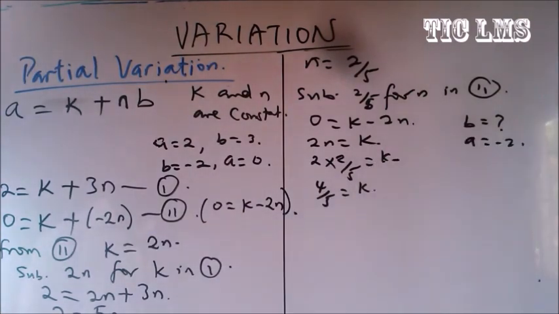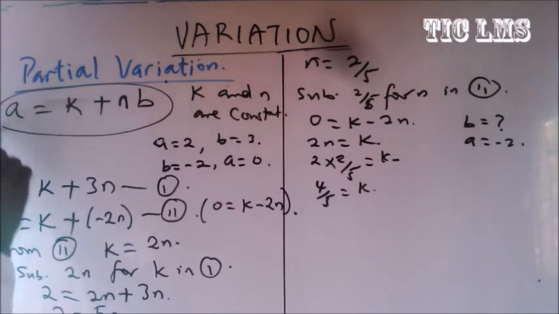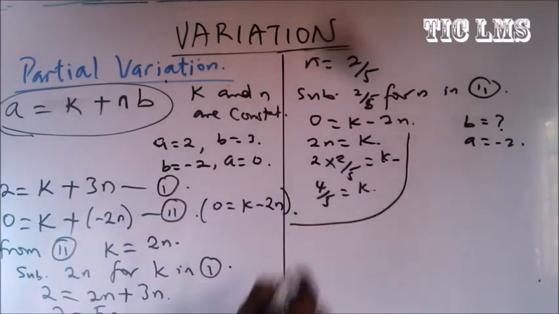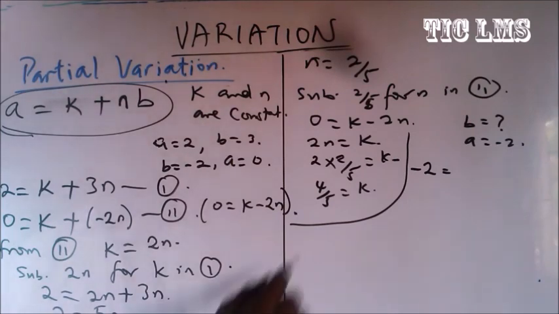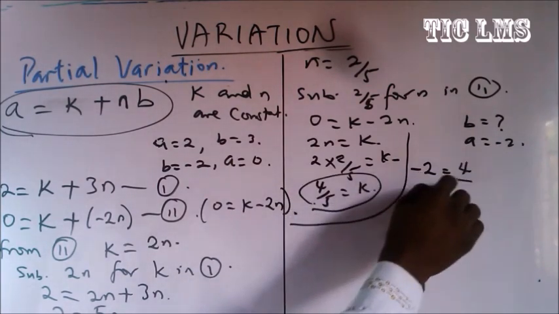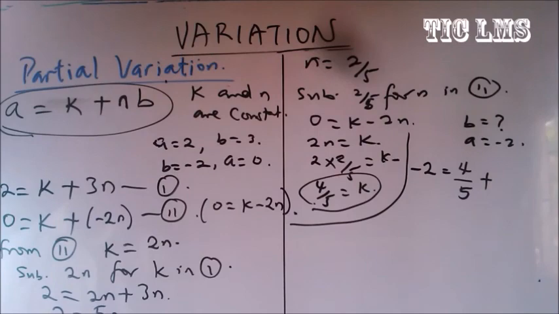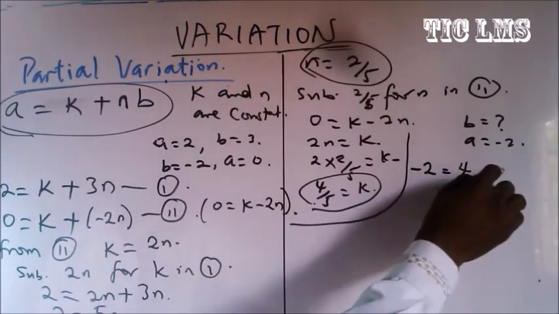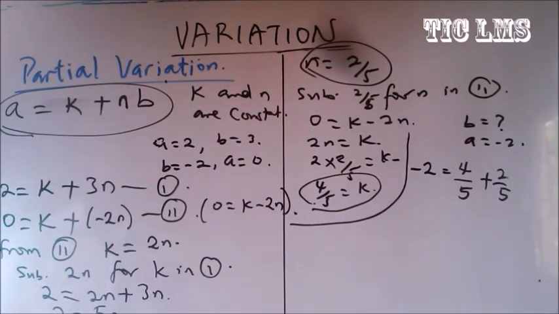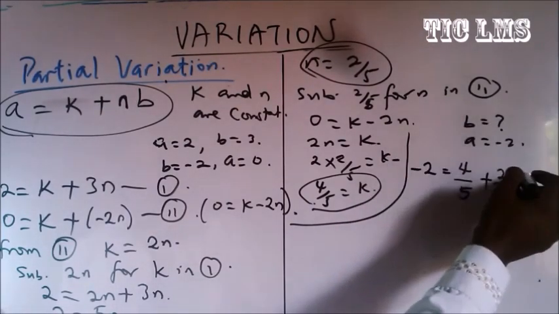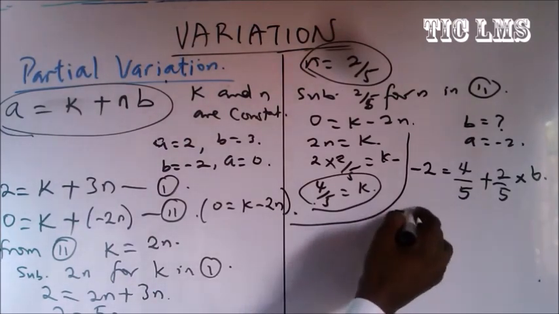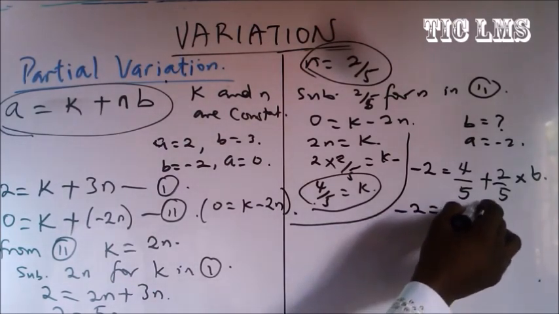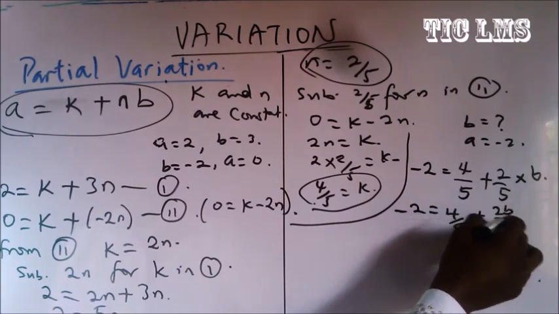Now in this aspect, we will bring our original equation back. We have the value of A to be minus 2. K from here is 4 over 5. Value of N here is 2 over 5. Alright, and then the value of B is what we are looking for. So we have minus 2 equal to 4 over 5 plus 2B over 5.